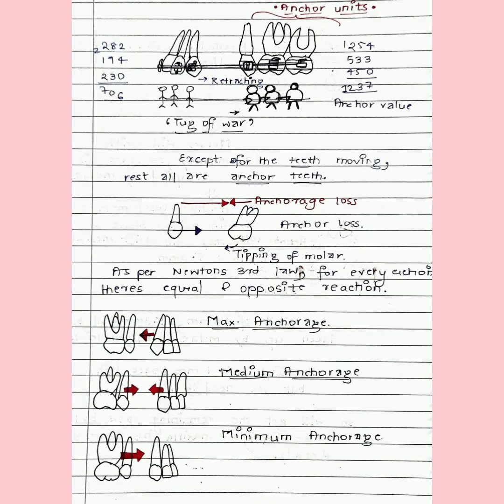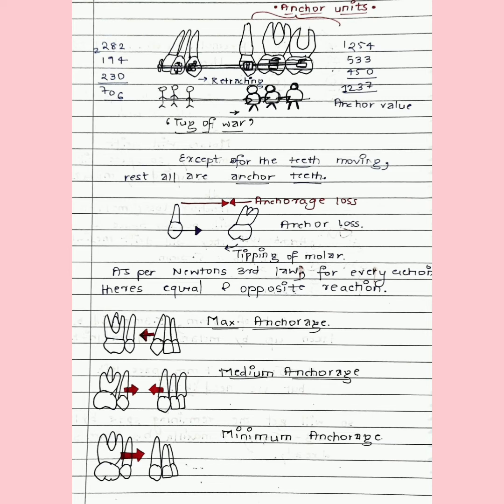Okay, so as you can see here, say the patient has proclined incisors, so we need to retract them. We can achieve that with the help of anchor units. These anchor units, that is the second premolar and the molars, will help us in retracting the incisors. The reason why is given in the example of a tug of war.